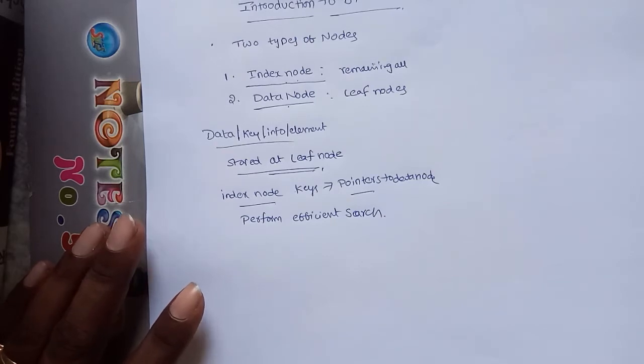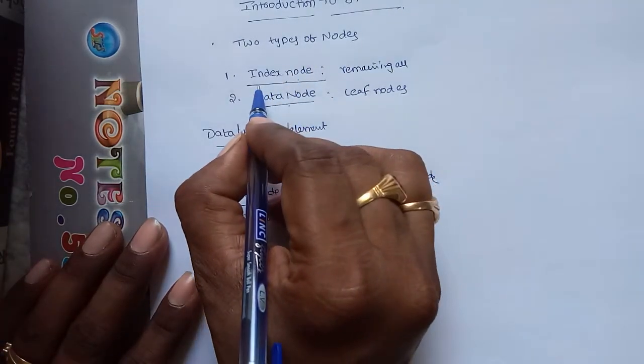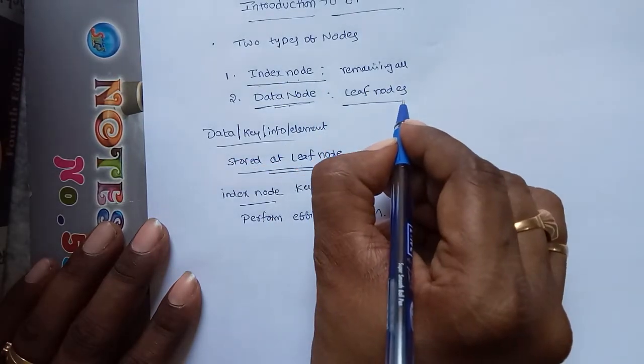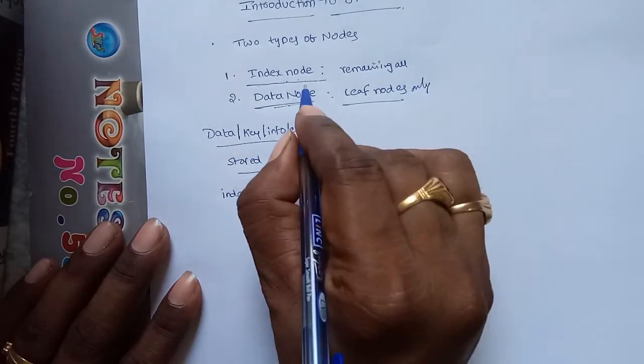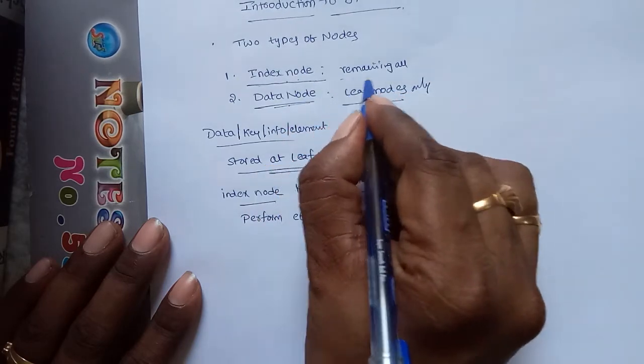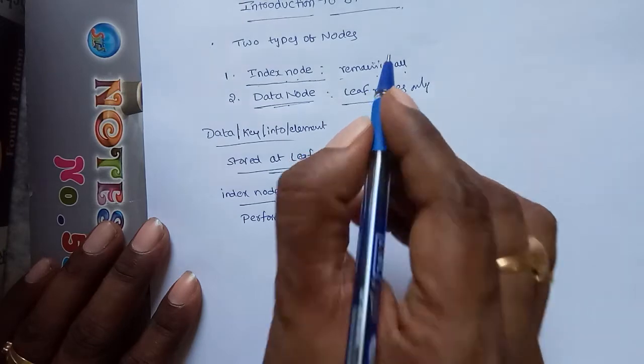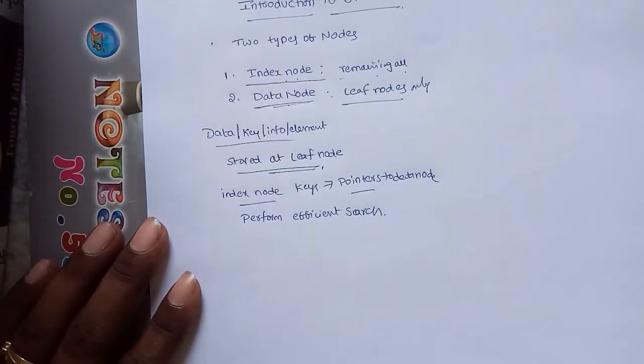Okay. So in B plus trees we have two types of nodes, index node and data node. All the information is stored in the leaf nodes only. All index nodes, that is remaining all nodes, contain only the keys, that is simply pointers to the leaf level.